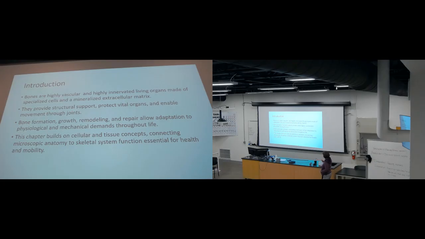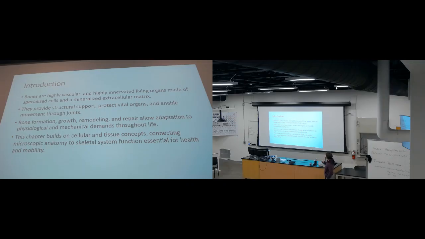So the bones have a lot of blood supply with the blood vessels, a lot of nerves, and they are living organs. They are made of specialized cells. We will see the names of these cells. And they have as well a mineralized extracellular matrix. Remember, extracellular matrix will be the space or the structure that surrounds the cells. So this surrounding of these cells is mineralized with calcium salts. So that's why bone is rigid.